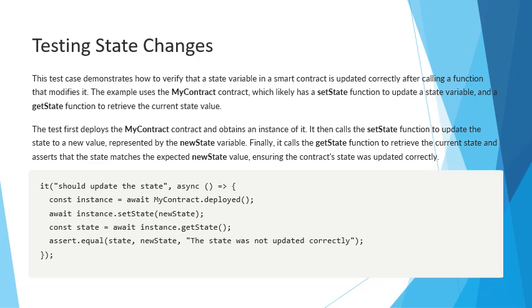We shall now verify that the state variable in a smart contract is updated after calling a function that modifies it. It uses the MyContract, which has a setState function to update a state variable and a getState function to retrieve the value. The test first deploys the contract and obtains an instance of it. It then calls the setState function to update the state to a new value. Then it calls the getState function and asserts that the state matches the expected new state value.